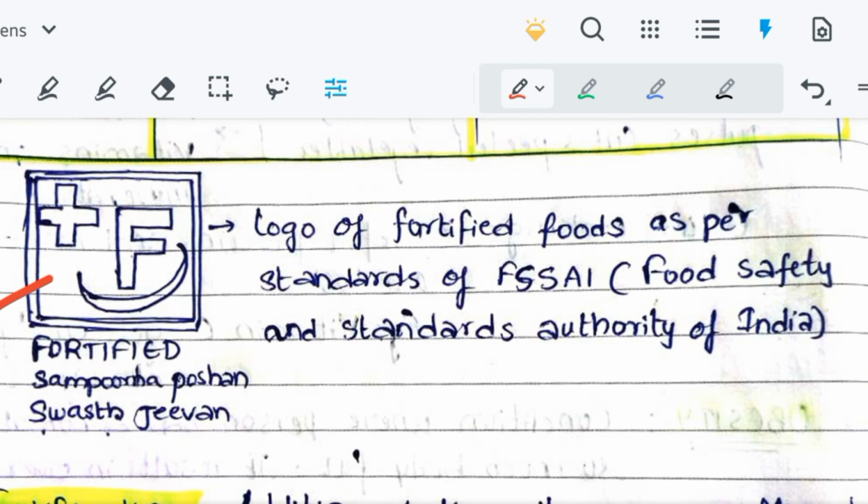So this logo is according to the standards of FSSAI, which is Food Safety and Standards Authority of India.